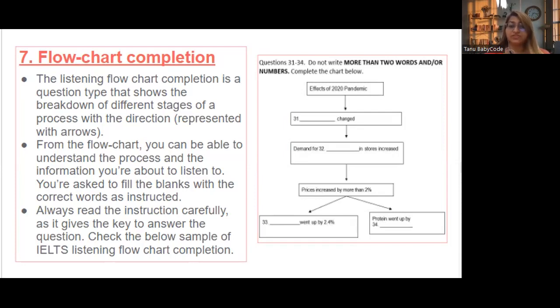Always read the given instruction carefully because it gives the key to answer the question. You are supposed to know whether you have to write 2 words or 3 words, how many words you can write. So you can see the arrows are here, the flowchart is here, and this generally comes in section 4 of listening. No more than 2 words and or a number.